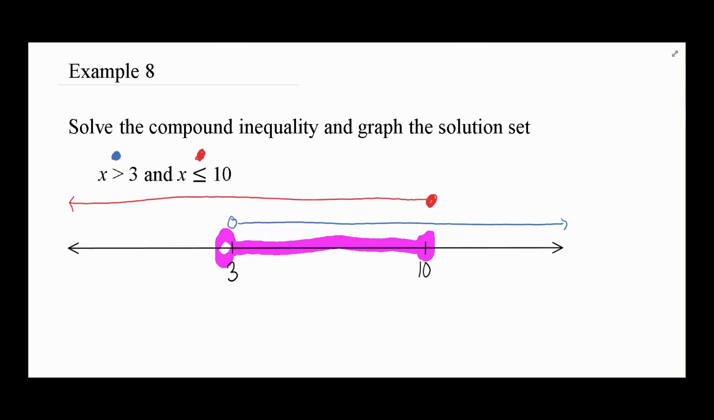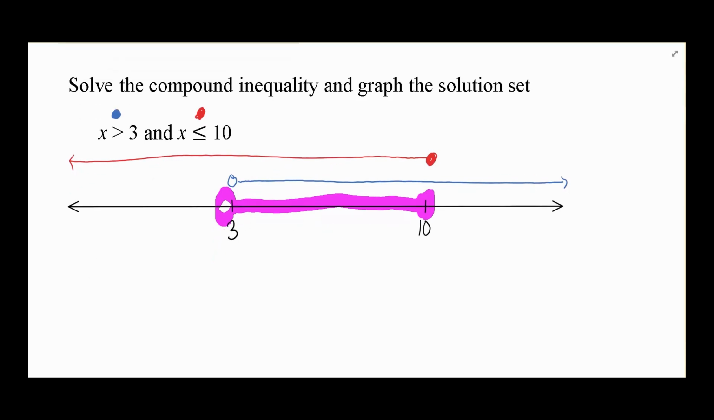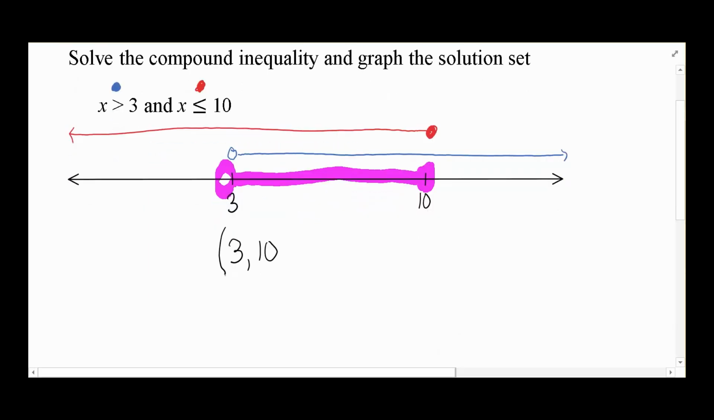But I also want interval notation, so I need to go from this graph to write it in interval notation. And I do that by saying it's everything from 3 to 10. We always go left to right, order matters. And then we use the right symbols. So at 3, I'm not including that point, so I use a parenthesis. At 10, I am including that point, so I use a bracket. And that's the answer to this example, is from 3 to 10, not including 3, but including 10.